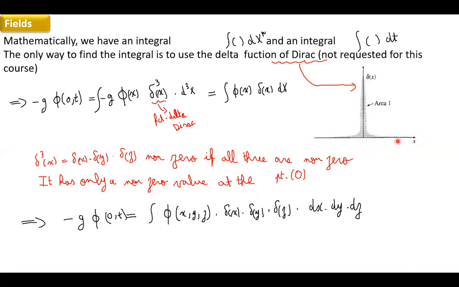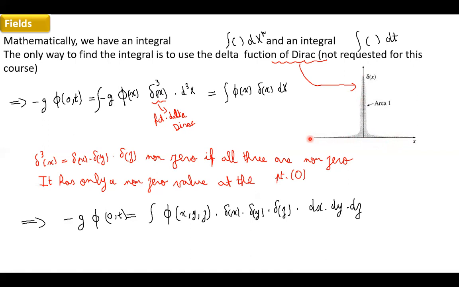I will repeat it. This function is equal to 0 everywhere, except for one point, that is x equals 0. Only for x equals 0 does it have a large value, and for all other values of x, it is equal to 0. This is what we call the delta function of Dirac.